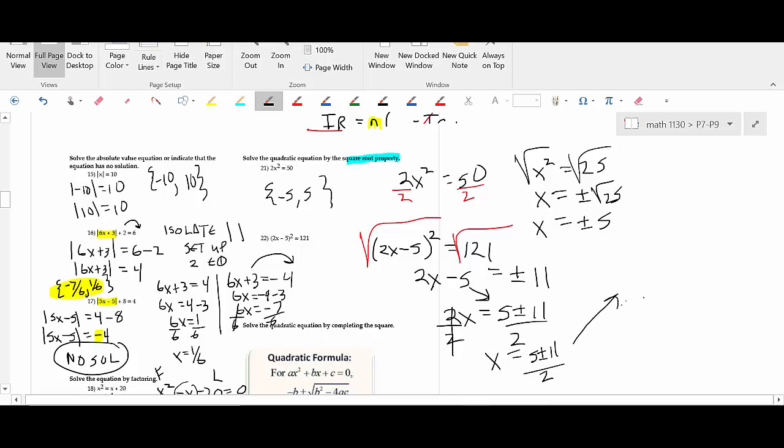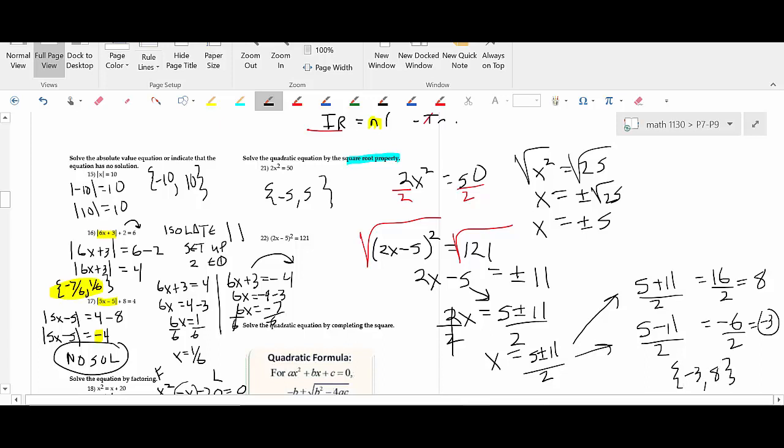So what you would have from here is you would just do 5 plus 11 over 2. That's 16 over 2, so that's 8. That's the first answer. Then do the minus. Do 5 minus 11 over 2, so that's negative 6 over 2. So that's negative 3. So the 2 answers to this problem are negative 3 and 8. Those 2 problems I just did are the same thing.